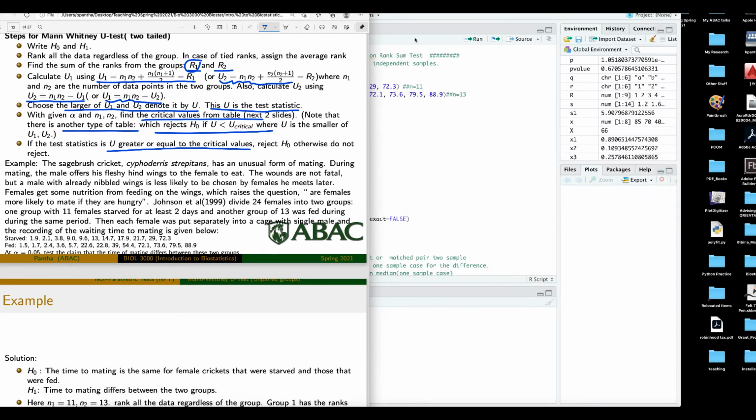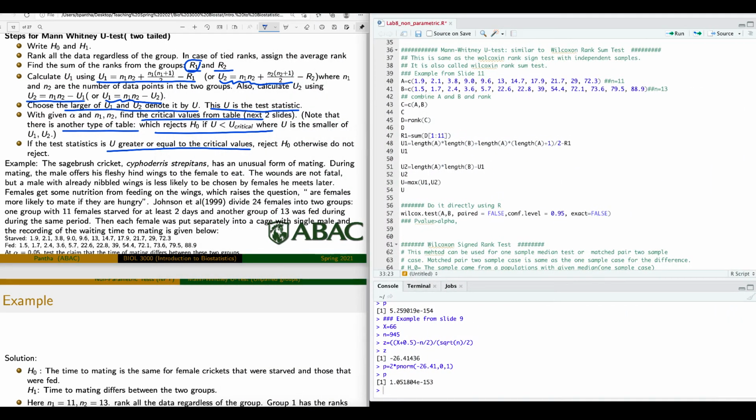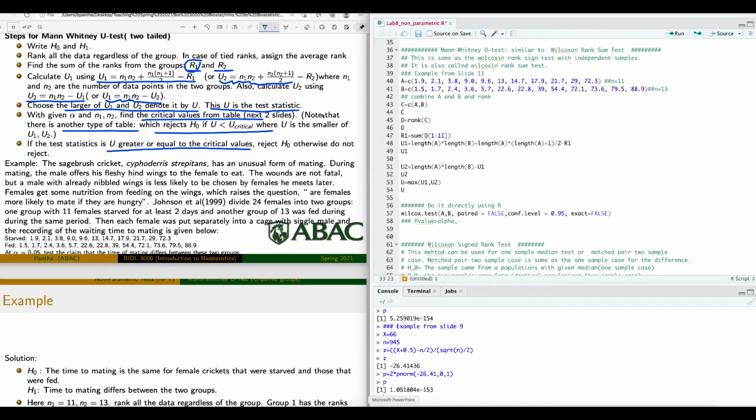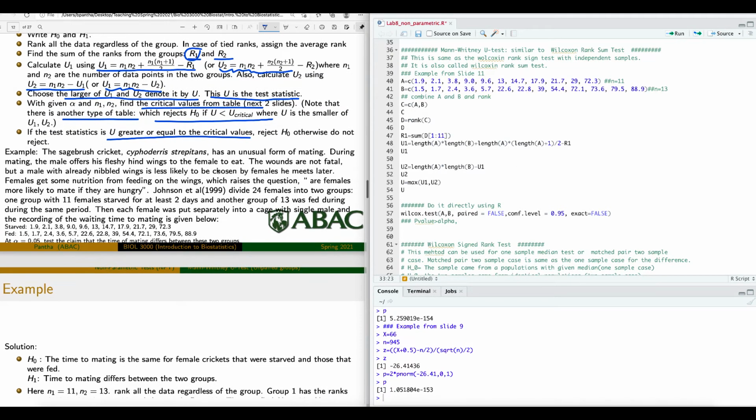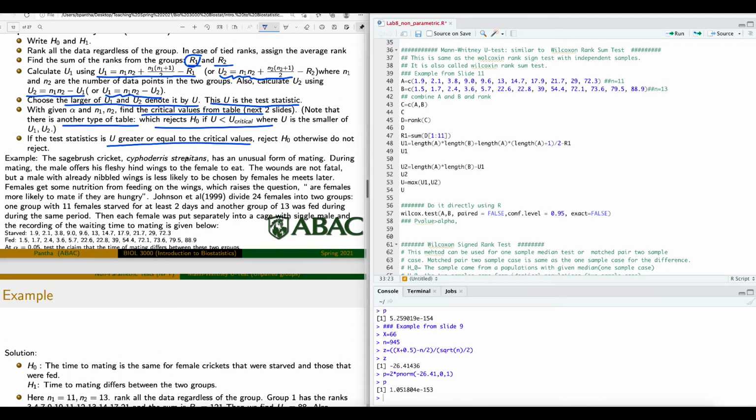Okay, let me do that. I will go side by side in R and on this one. So this is slide number 12. I think it should be slide 12 here. Okay, all right, so let us look at this.